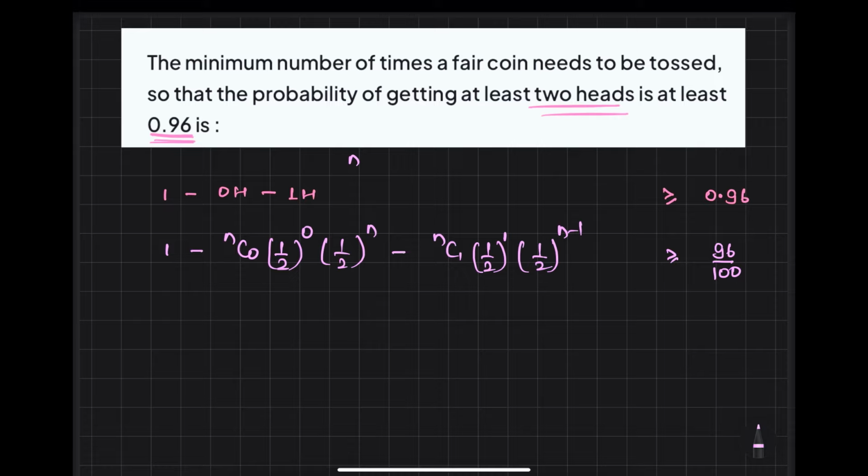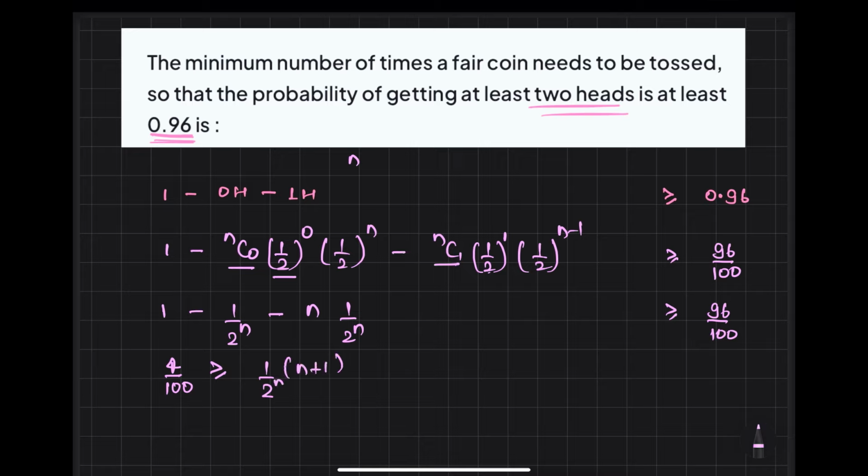Now be super slow. Let's simplify things. So 1 minus nC0 is 1, something to the power 0 is 1, and then we are left with 1 by 2 power n, minus nC1 is n, base same power add, it is (n plus 1) by 2 power n, greater than or equal to 96 by 100. Now you can send this thing to this side, and we will be left with 4 by 100 greater than or equal to (n plus 1) by 2 power n.